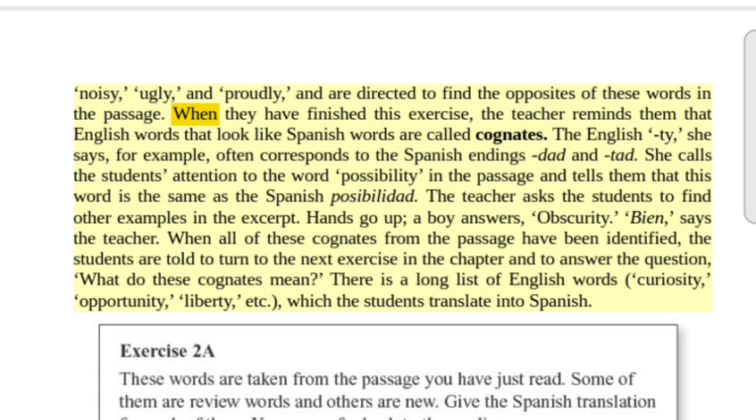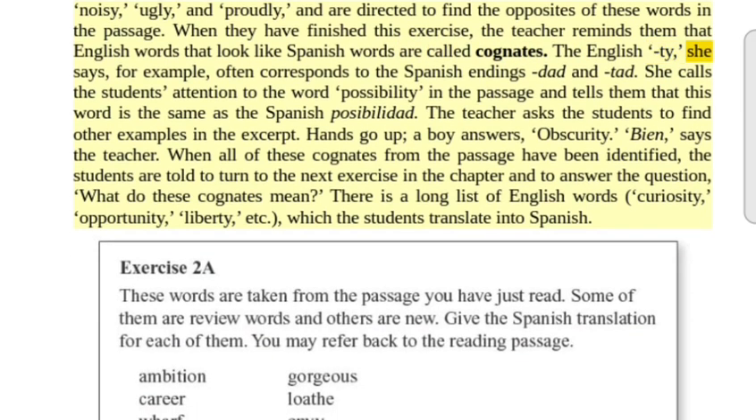When they have finished this exercise, the teacher reminds them that English words that look like Spanish words are called cognates. The English ending "-ty," she says, for example, often corresponds to the Spanish endings "-dad" and "-tad." She calls the students' attention to the word "possibility" in the passage and tells them that this word is the same as the Spanish "posibilidad."